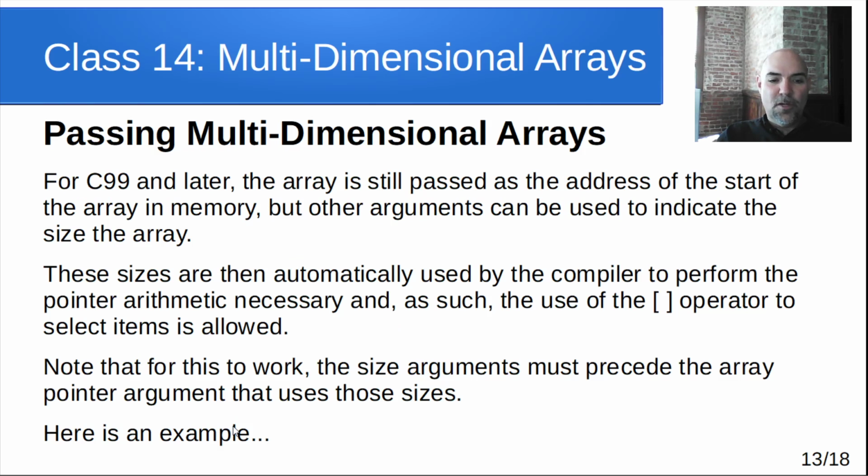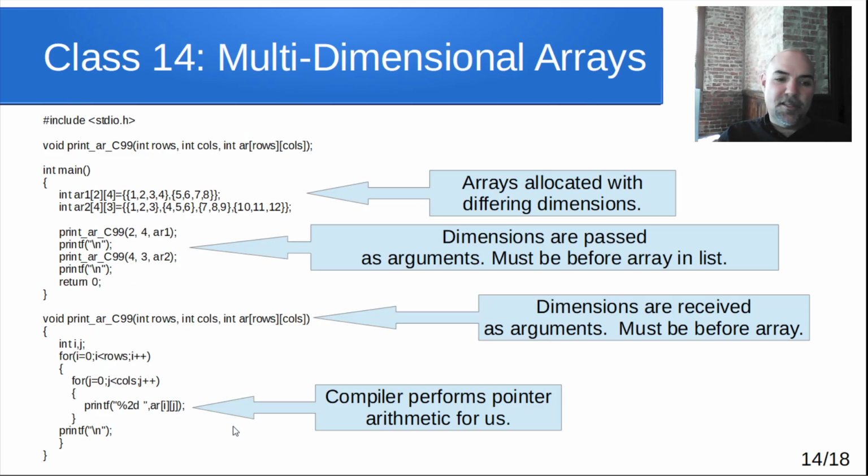All right, now how does this work? Well, we're going to pass in the size arguments just like we did in the previous one, but it's important to note that for this to work, those have to precede the array pointer argument that uses those sizes. Let's look at an example. So notice that the rest of this code up here is the same, except for the name of the function. It's still a 2x4 and a 4x3.